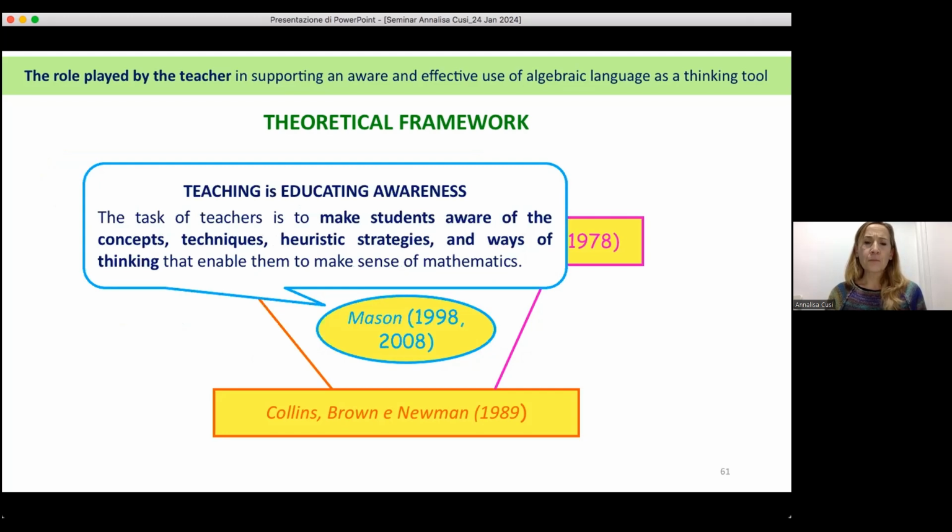Finally, another important source of reference is the idea of teaching as educating awareness introduced by John Mason, according to whom the task of teachers is to make students aware of concepts, techniques, heuristic strategies, and ways of thinking that enable students to make sense of mathematics.